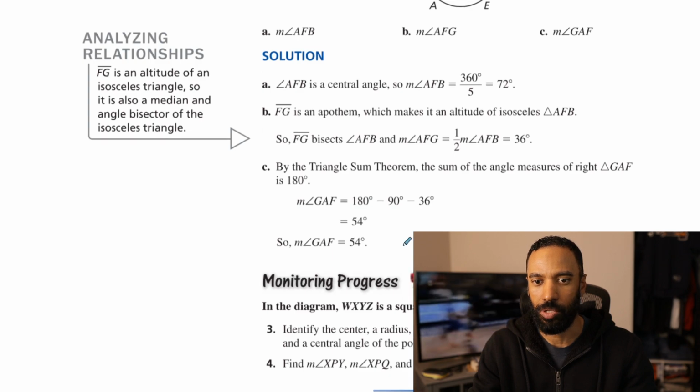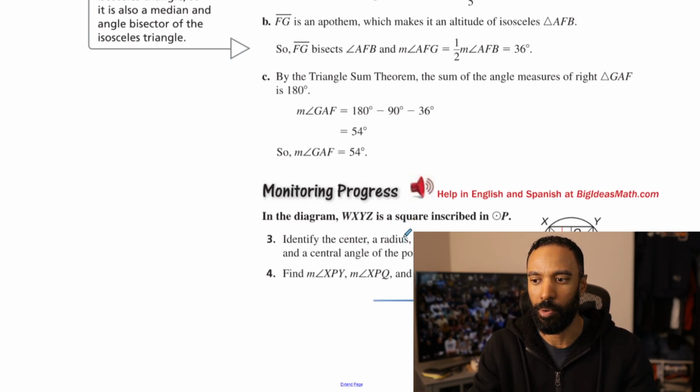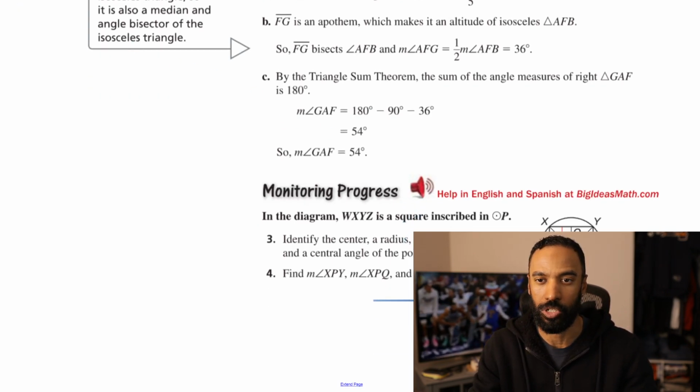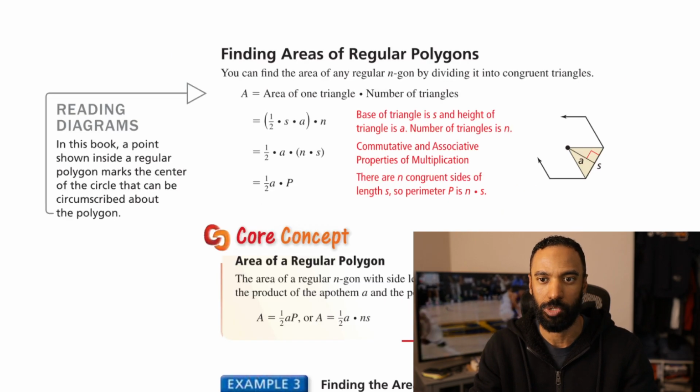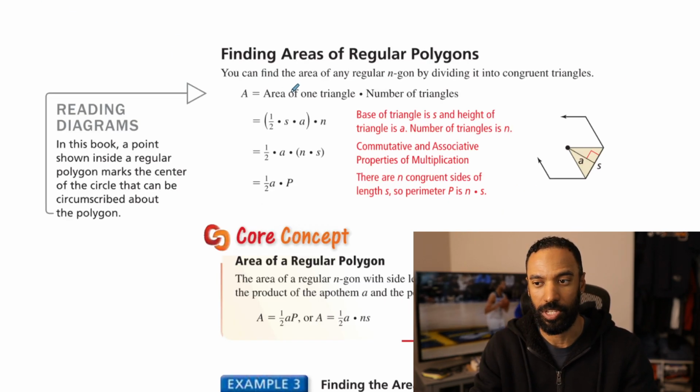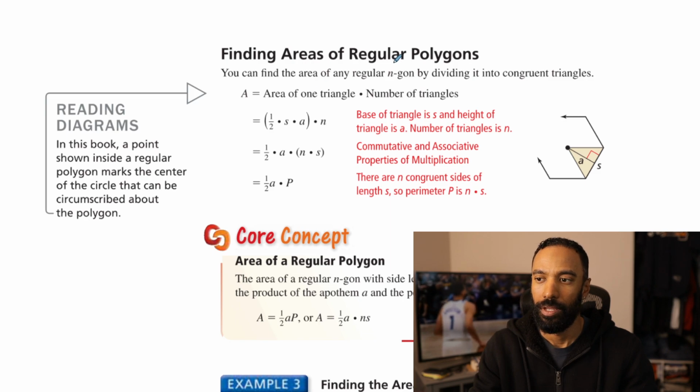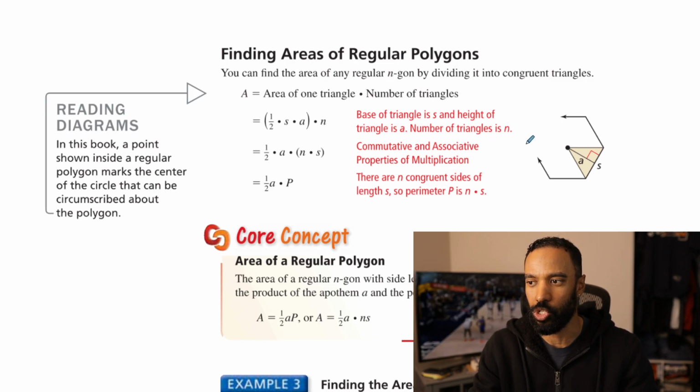So I don't know if they're going to ask you to just find those individual angle measures, but we're going to use those individual angle measures very, very often to find things. Specifically, very specifically, the central angle and half of it. Finding areas of regular polygons. Here's where it all comes into play.